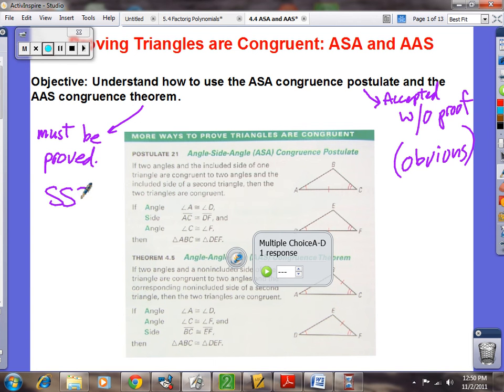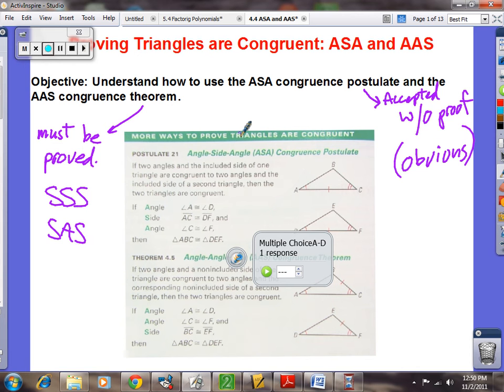Side, side, side. So if you have three sides that correspond and are congruent, it's the exact same triangle. And if you've got what? Side, angle, side. If you have a side, an angle between the sides, and another side, then those two triangles are the exact same triangle. So Ricky, all they do is flip them, turn them, rotate them, twist them, but they're the exact same shape and size. So today's two new ones.